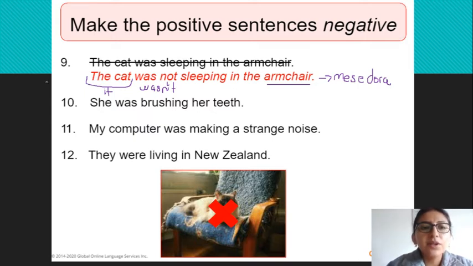Okay? Number two, she was brushing her teeth. The negative. Very good. She, negative of the verb to be: wasn't. She wasn't brushing her teeth. Okay?